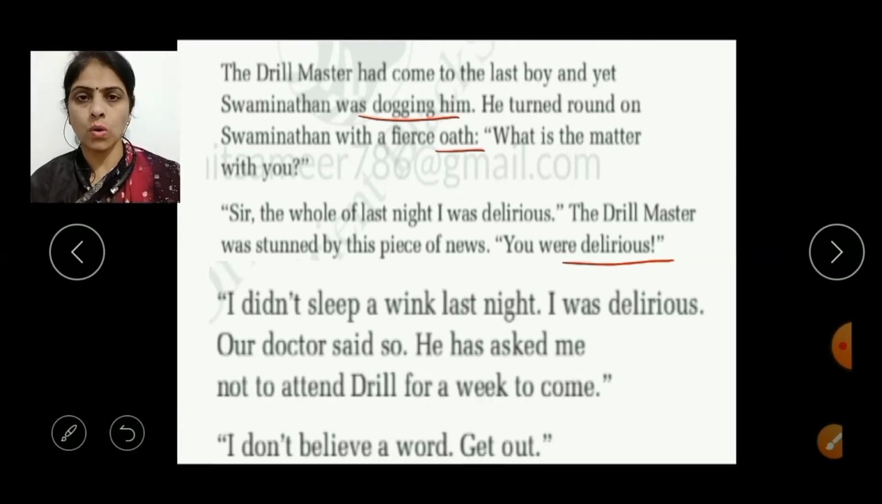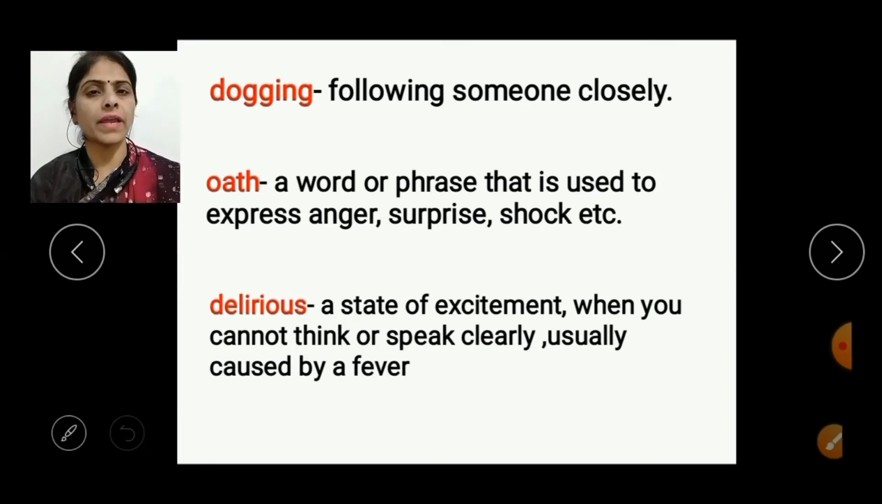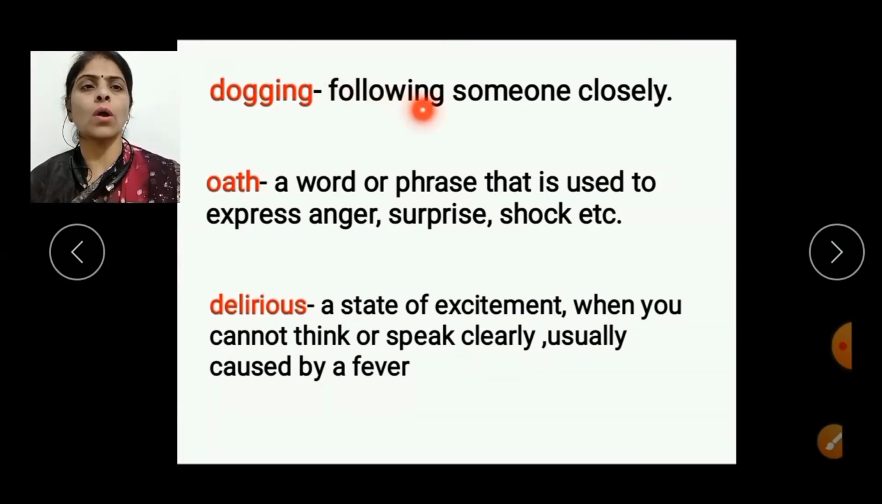Here we are having 3 new words. Dogging, oath and delirious. Let's see the meanings of these words. Dogging means following someone closely. Next is oath. Oath: a word or phrase that is used to express anger, surprise, shock, etc. After that, delirious. Delirious is a state of excitement when you cannot think or speak clearly, usually caused by a fever.